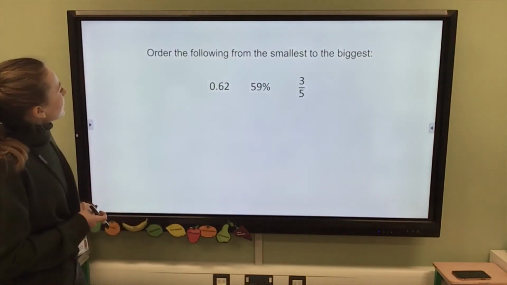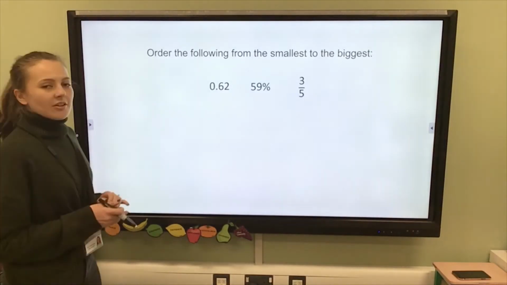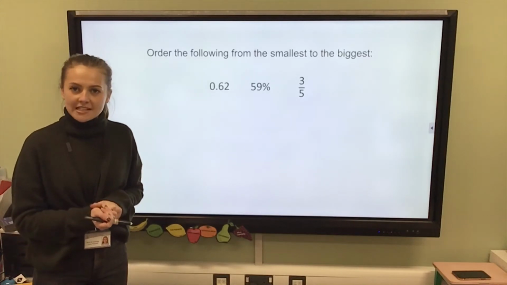Okay. So what about this one? Order the following from smallest to biggest. Can you have a go at this one yourself? Pause the video and have a try, and then we'll work through it together.